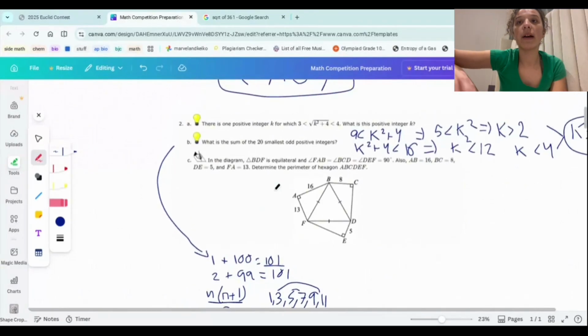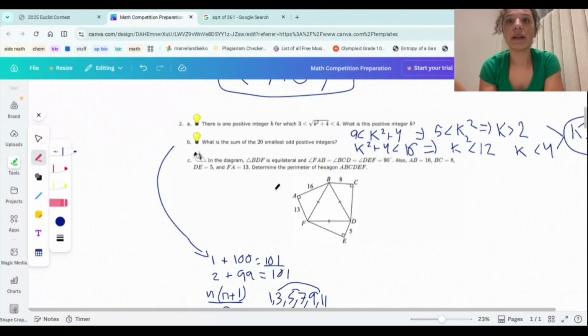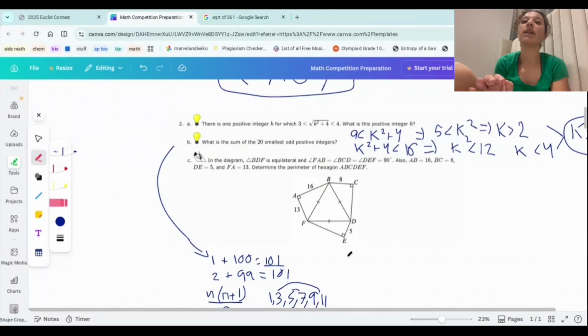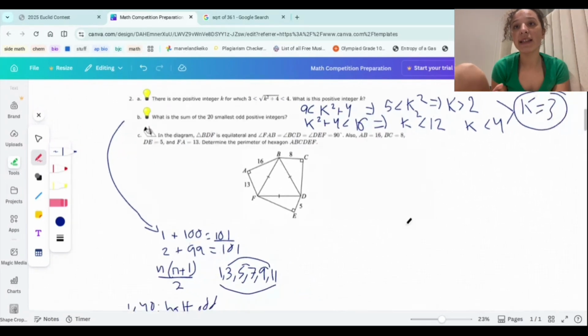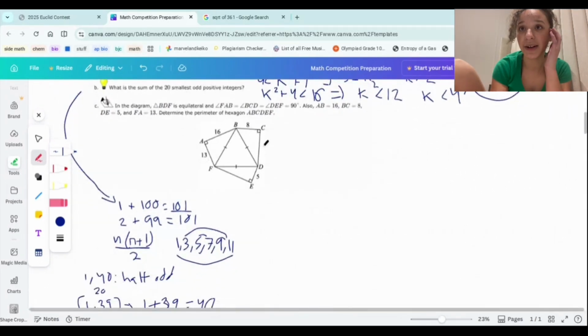And now let's do part C. In the diagram, BDF is equilateral, and FAB is equal to BCD is equal to DEF is equal to 90. Those are just angles, and it's saying that this angle is equal to this angle is equal to this angle. And this, of course, is our equilateral triangle where all the sides have the same length. Also, BC is 8, AB is 16, AF is 13, DE is 5. And they're asking us to find the perimeter of the hexagon.